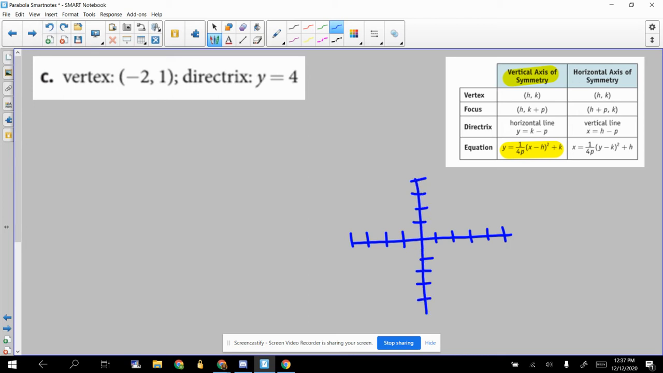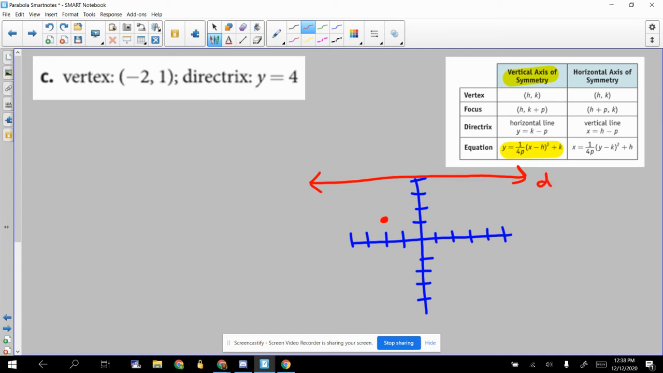Okay, so first up, we have a vertex at -2, 1. So -2, 1 is right here. Beautiful. Then we have our directrix at y equals 4. So remember, y equals 4 means it has to cross through the y-axis at 4. So that's going to be here is your directrix. And remember, a directrix is always a line.